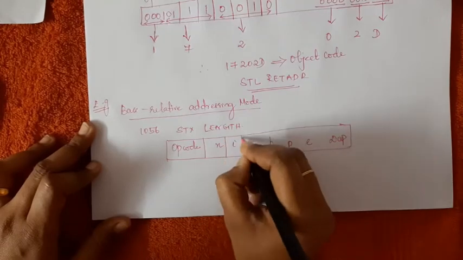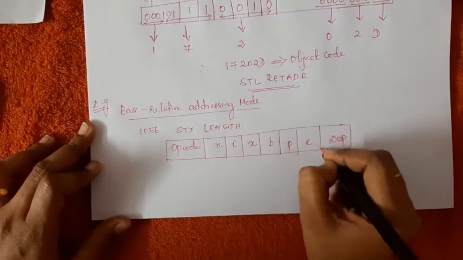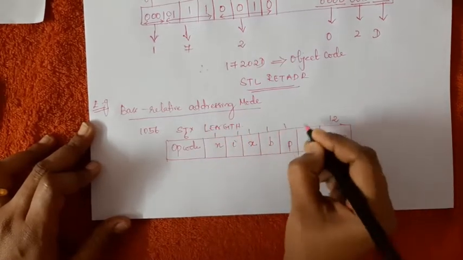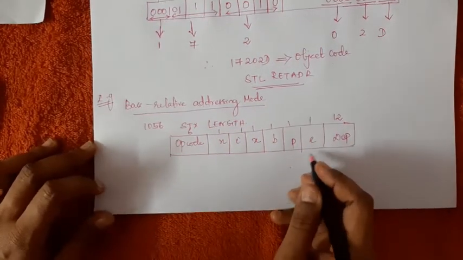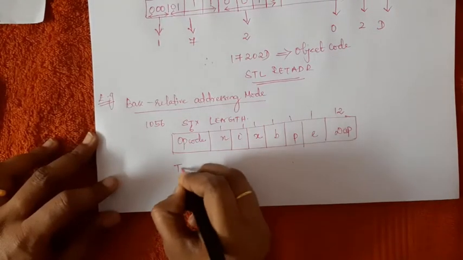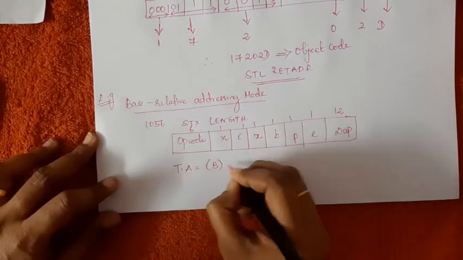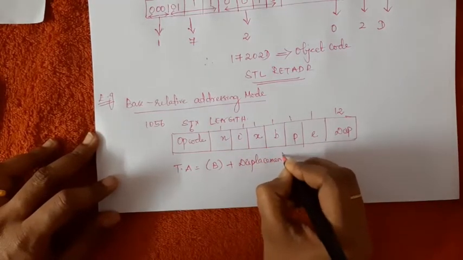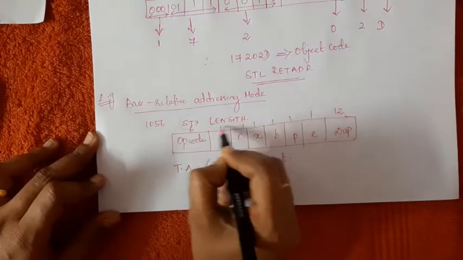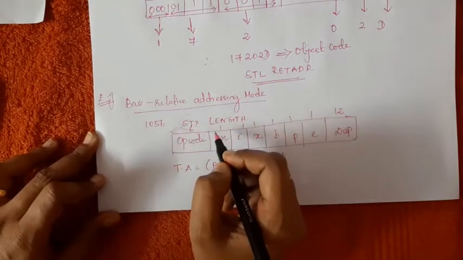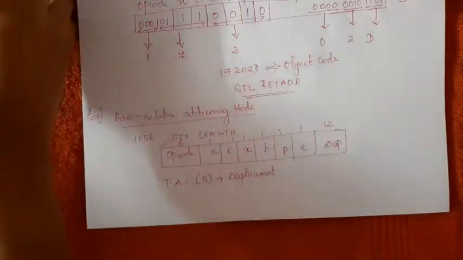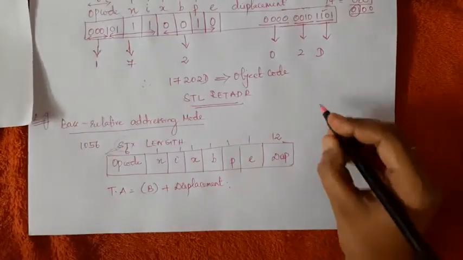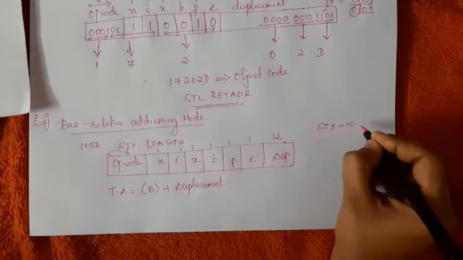So the opcode is 6 bits, then 1, 1, 1, 1, 1, 1, and the displacement is 12 bits. Now we have to calculate the target address, the content of the base register, and the displacement. As we know, this is an instruction and this would be the opcode. The value of STX is 10, so write it here: the value of STX is 10.